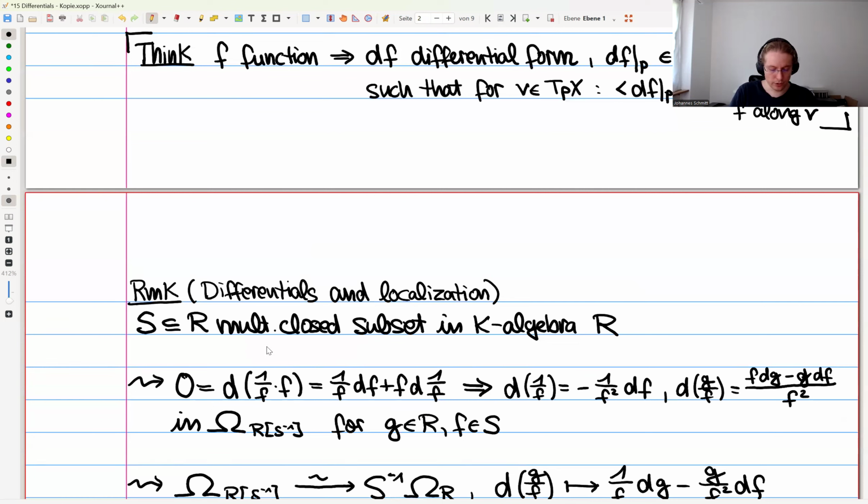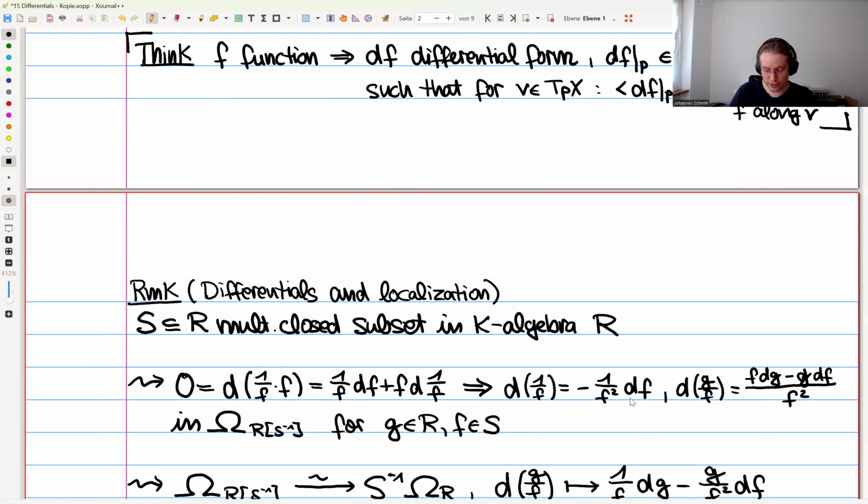But then also we know what the differential should do to products. And if we expand this, then we just get 1 over f times df plus f times d(1/f). And then the idea is we can just solve this equation for this d(1/f). If we do this, we bring this to the other side. This gives us minus 1 over f df. And then we need to divide by the f. And so we get that this is minus 1 over f squared times df.